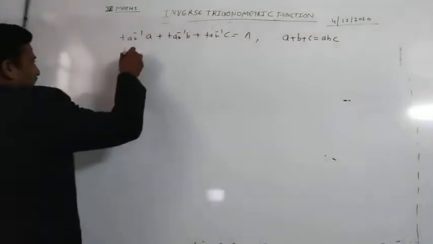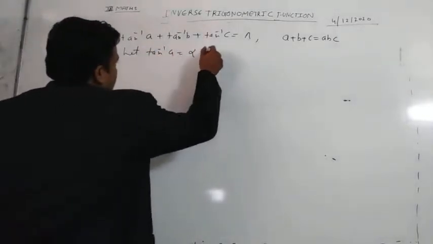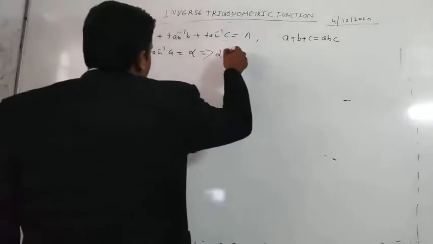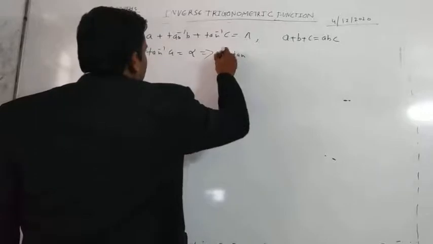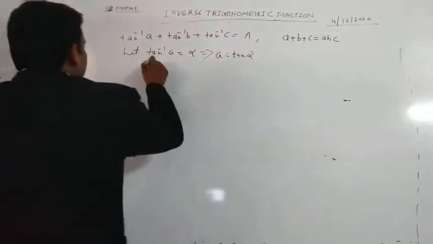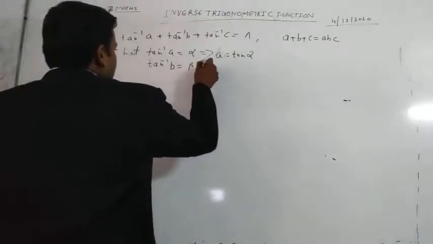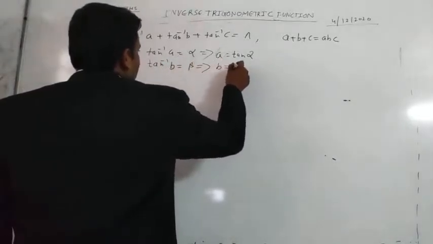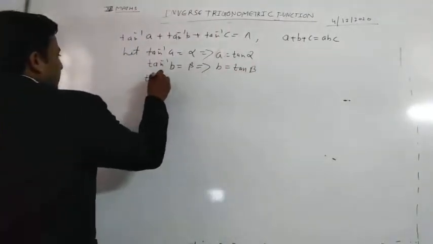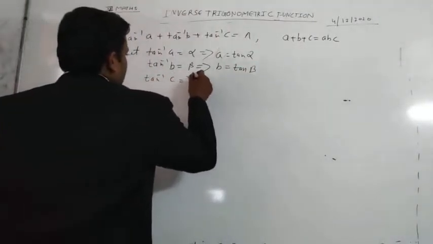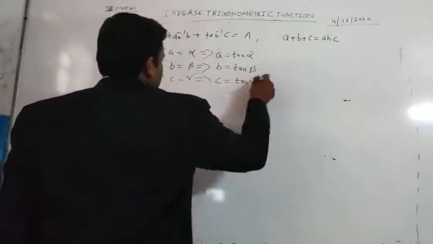So let tan inverse A be alpha. So A is equal to tan alpha. Tan inverse B is equal to beta, so B is equal to tan beta. And tan inverse C is equal to gamma, so C is equal to tan gamma.